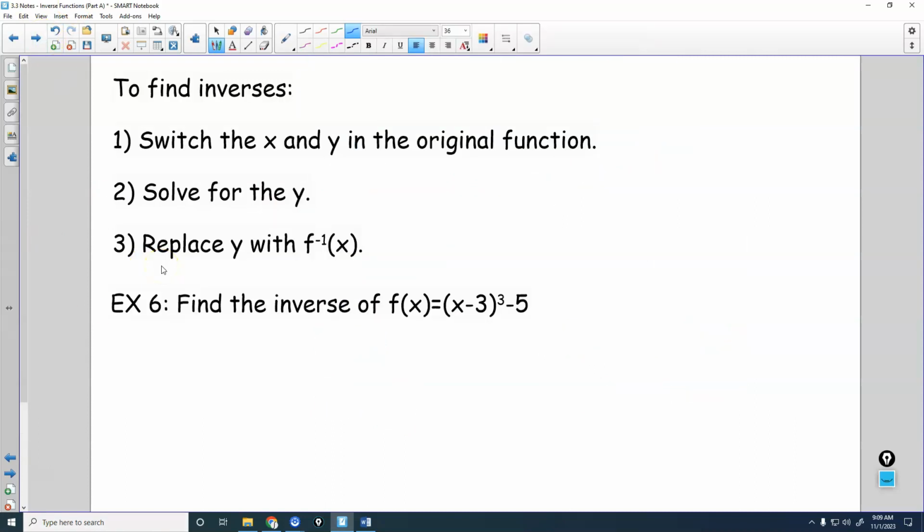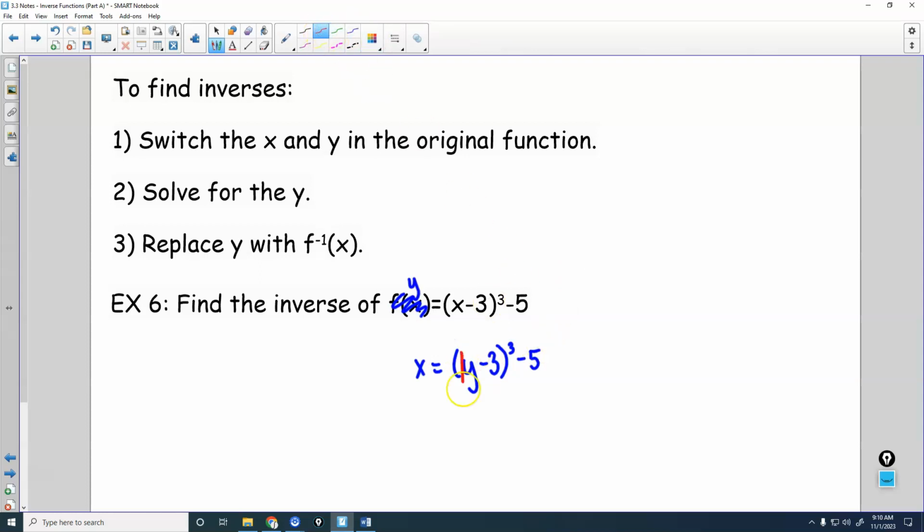All right, so this we have done a lot of in pre-cal. We didn't do so much of that, like finding the inverse value. But to find inverses by hand, you switch the x and y, solve for the new y, replace the new y with f inverse of x. So, like, for example, that f of x right there is like our y. We would switch our x and y, so we would have x equals y minus 3 cubed minus 5.